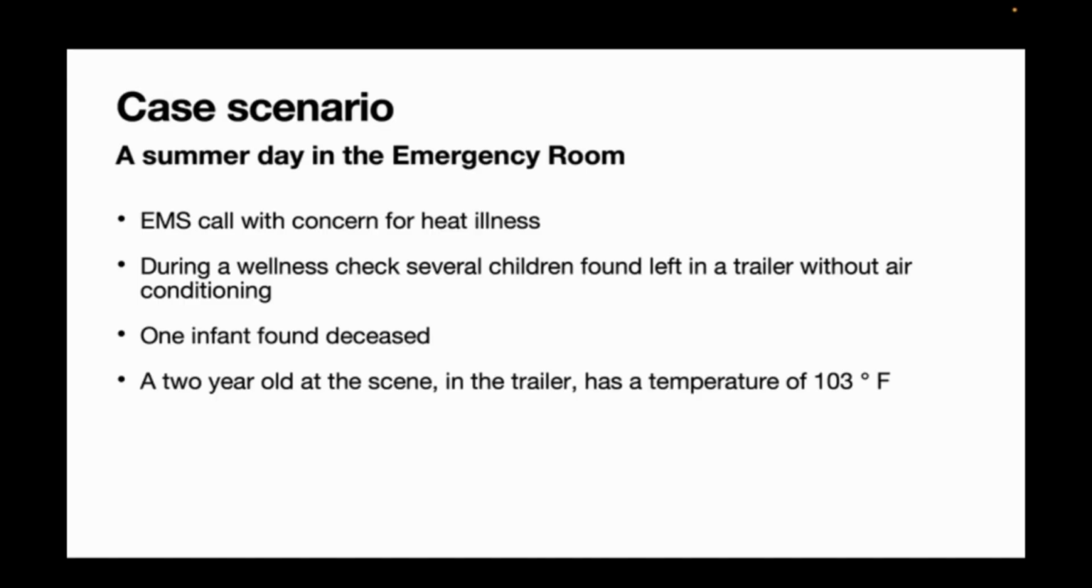So it's a summer day in the emergency room. An EMS call comes in, and it's about heat illness, and unfortunately, it's a child victim. So a wellness check was performed, and there were several children found in a trailer, and that trailer did not have air conditioning. And this was an actual case, and this was when I was working in South Florida. So one infant, unfortunately, was found deceased at the scene, but there's a 2-year-old at the scene in the trailer, and that child had a temperature of 103 degrees Fahrenheit. So as we go through this, let's keep that kid in mind and also just keep other patients in mind.